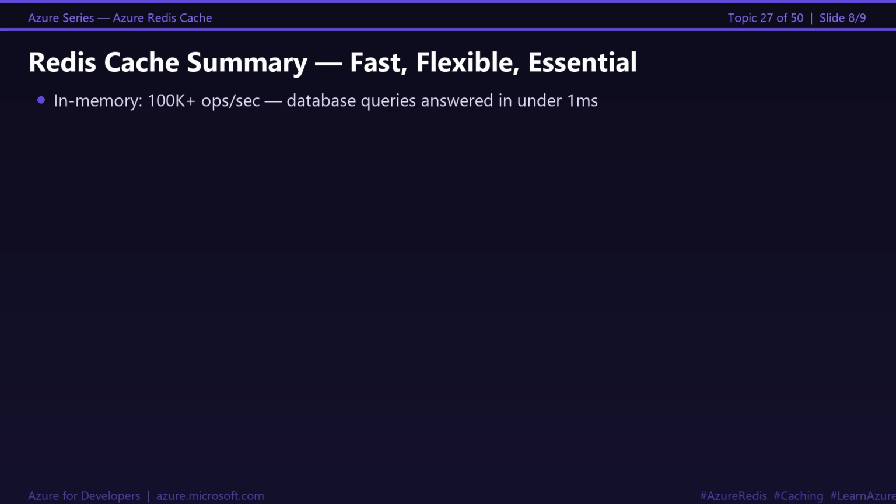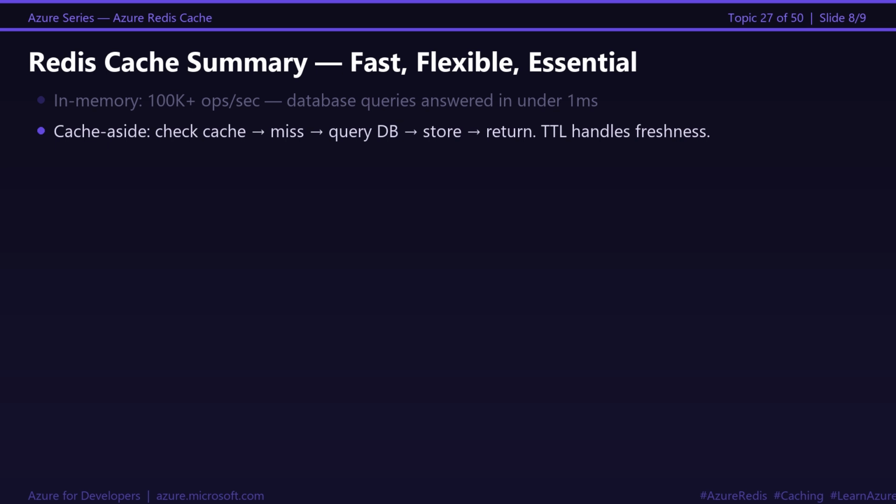Let me bring it all together. Azure Cache for Redis sits in front of your database as a high-speed memory layer. 100,000 operations per second. Sub-millisecond latency. The same query that your database answers in 80 milliseconds, Redis answers in under 1 millisecond.